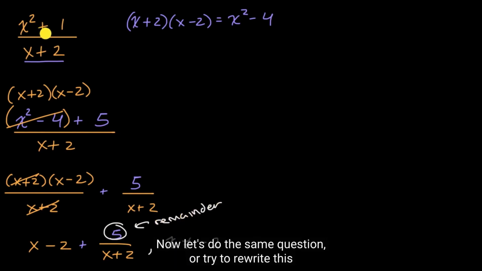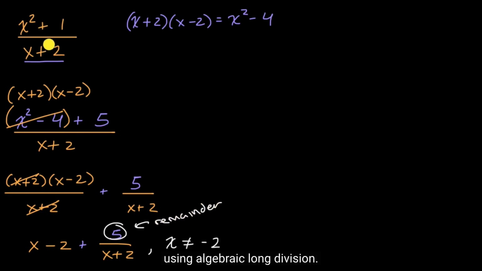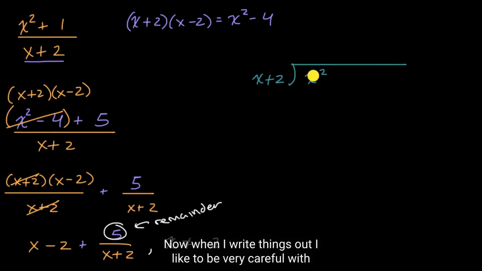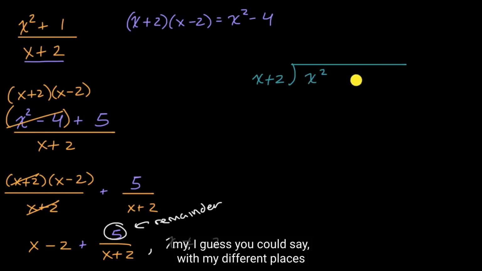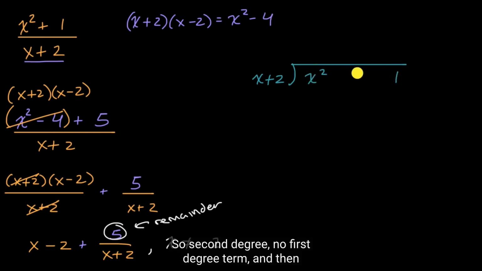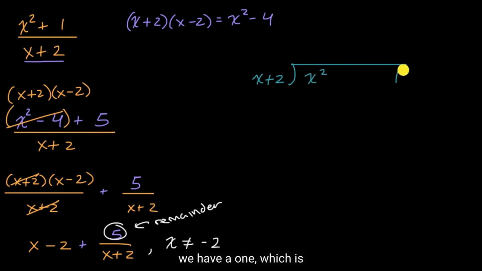Now let's do the same question, or try to rewrite this using algebraic long division. We'll see that this is actually a little bit more straightforward. So we are going to divide x plus 2 into x squared plus 1. Now, when I write things out, I like to be very careful with my different places for the different degrees. So x squared plus 1 has no first degree term. So I'm going to write the 1 out here. So second degree, no first degree term. And then we have a 1, which you can view as our 0th degree term or our constant term.